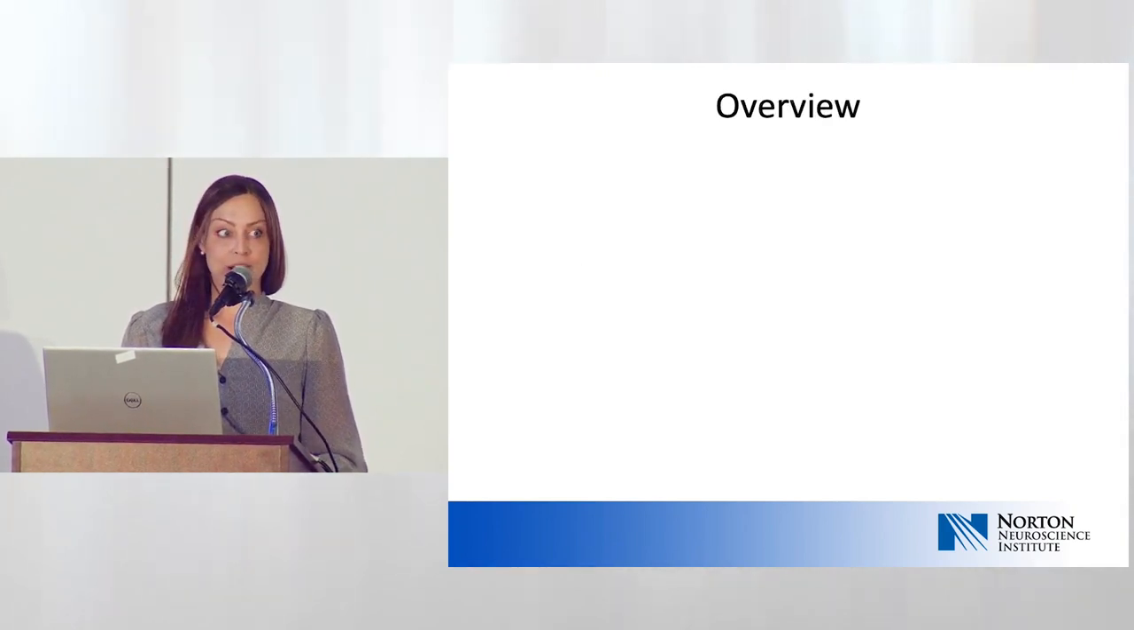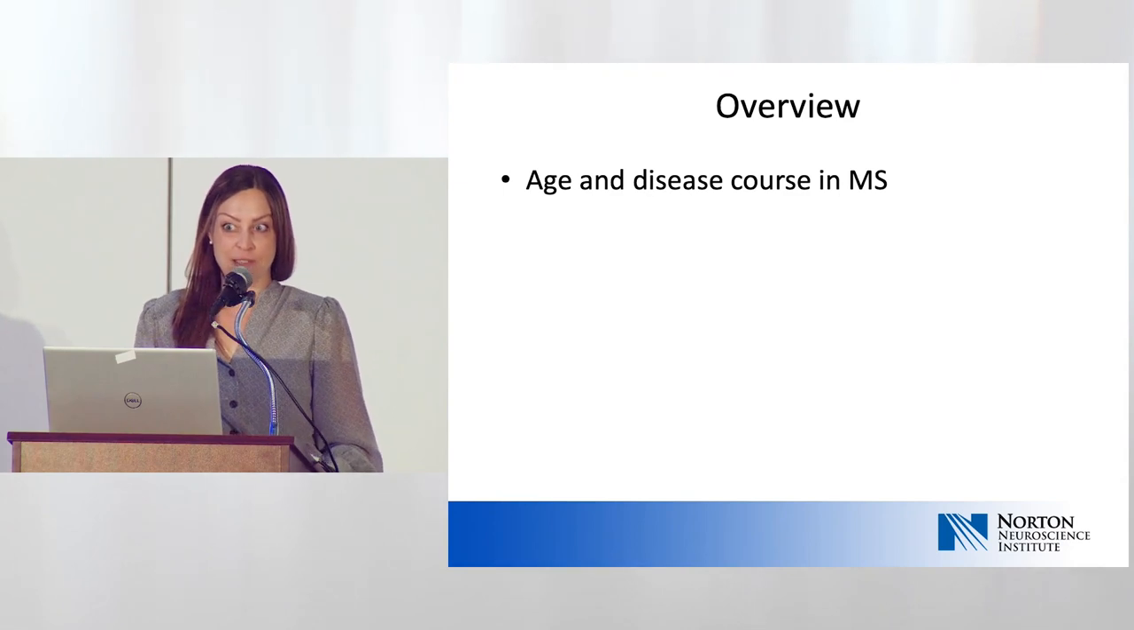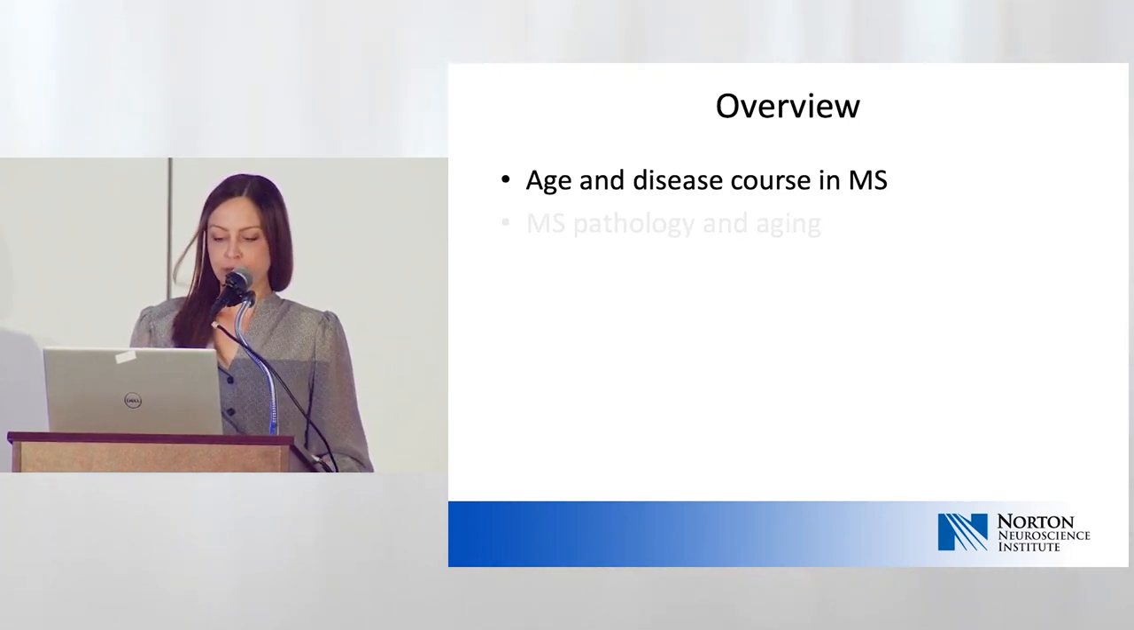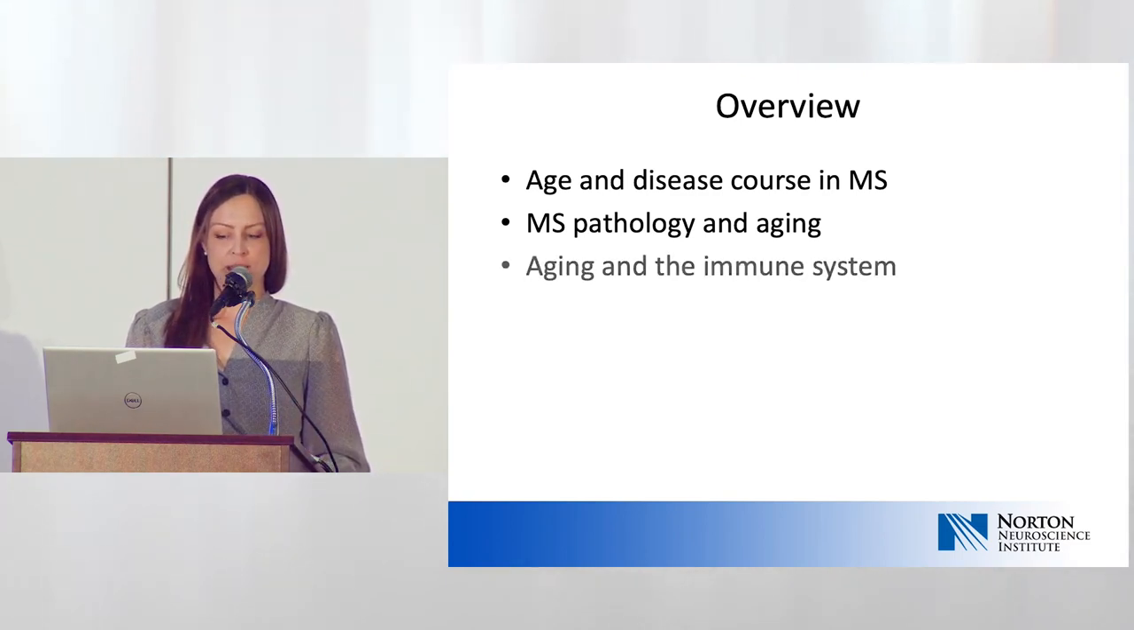All right, so here's a little overview of what we're going to go through. We're going to talk about age and the disease course in multiple sclerosis, and I'll talk about what MS is a little bit since I'm the first presenter of the day, and what the disease course typically looks like. We're going to talk about MS pathology and aging, so we'll look at what's happening on a cellular level as we get older and the interplay with multiple sclerosis.